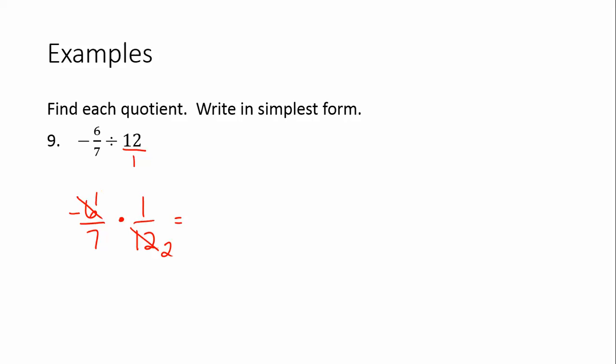So again, negative times positive, our answer is going to be -1. 7 times 2 is 14. -1/14. And if you're not a cross canceler, for example, this would have given you -6 over 84, and you would have needed to reduce this fraction until you got to 1/14.